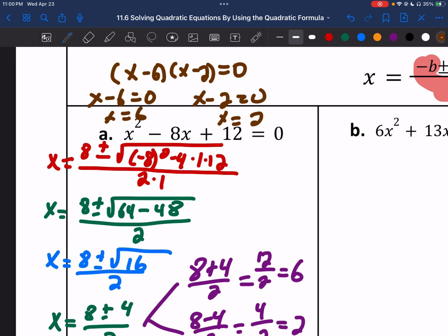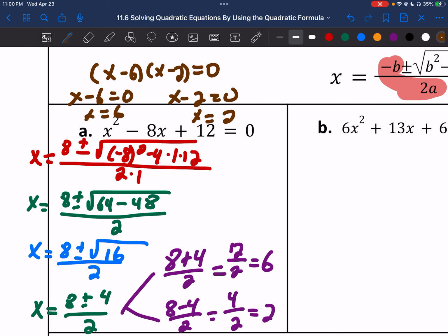Hey, look, those are the two same solutions. So quadratic formula will absolutely work for every problem that you can use it for. It's not always going to be your most efficient method. In this case, this problem, factoring is significantly more efficient than using quadratic formula.